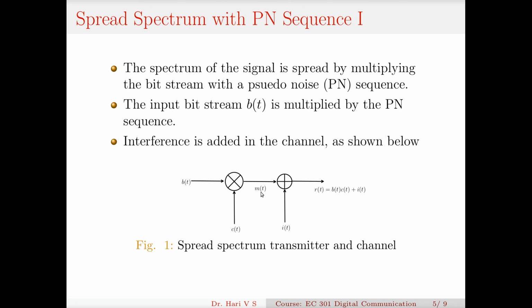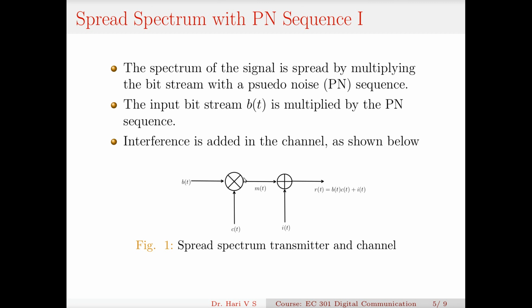Now this m(t) is transmitted to the channel. Now my enemies throw interference signals or jamming signals at me. So at the receiver, the received signal will be b(t) times c(t) plus i(t). This is my interference signal. You can see that I haven't added any noise signal to this, because already this is extremely noisy. After spreading, this power is small, far below the noise floor. So AWGN does not bother me at all. What bothers me in spread spectrum communication is the interference or jamming signal thrown at me by my enemies.